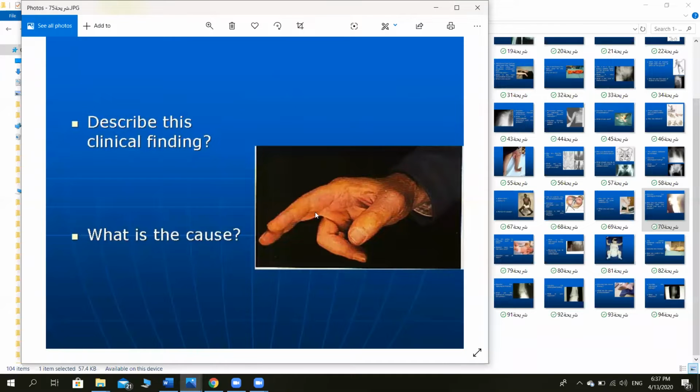This is what we call pointing index, which occurs in case of median nerve injury.